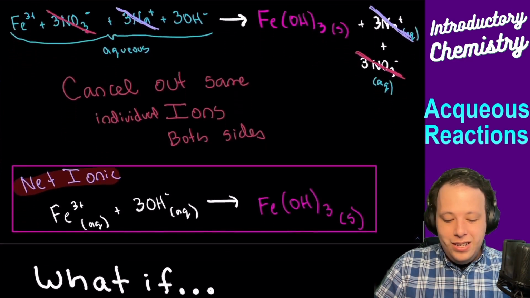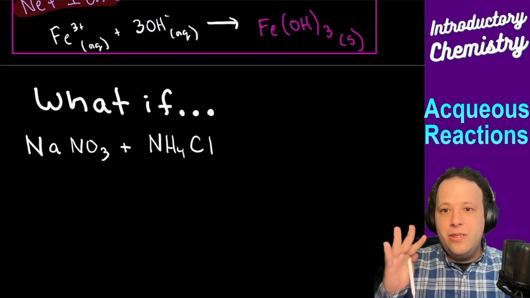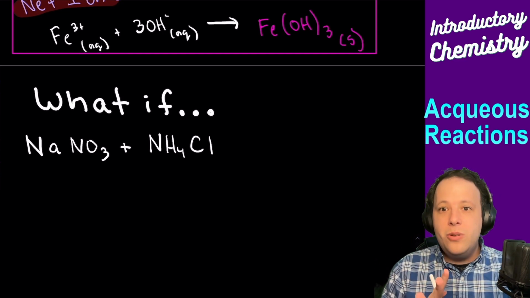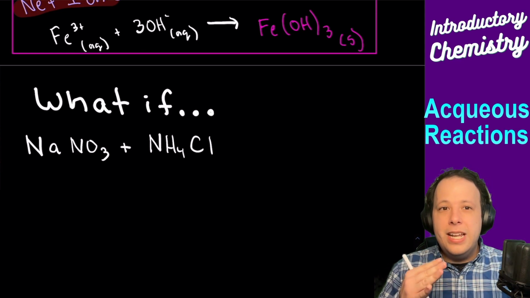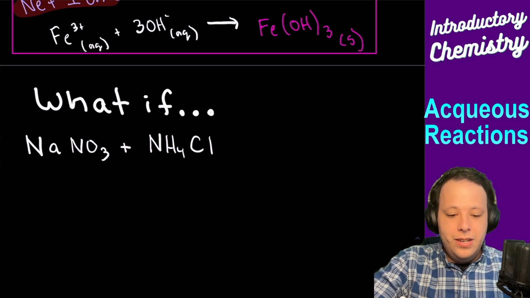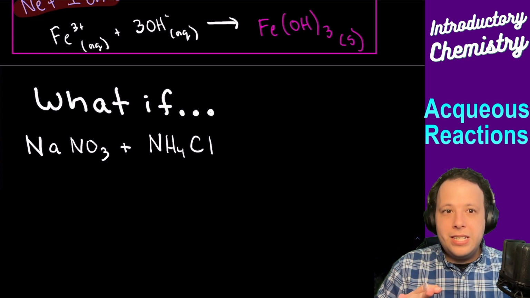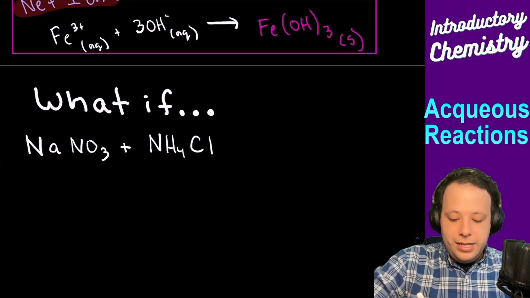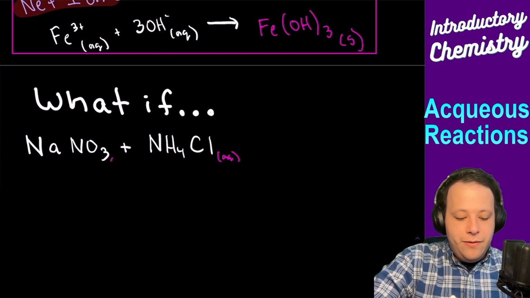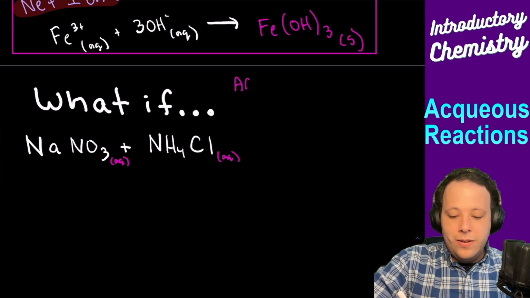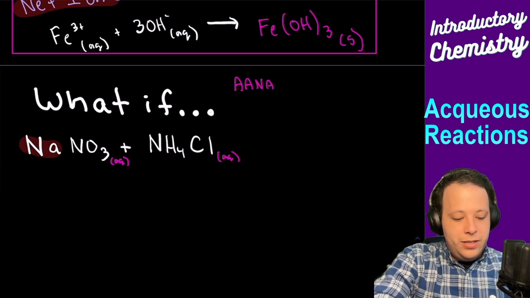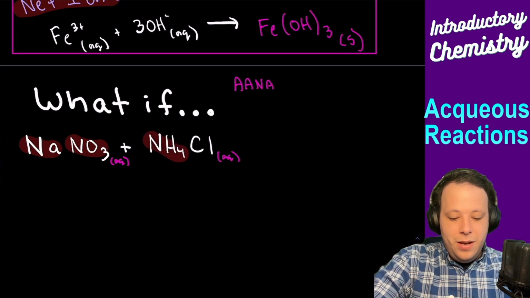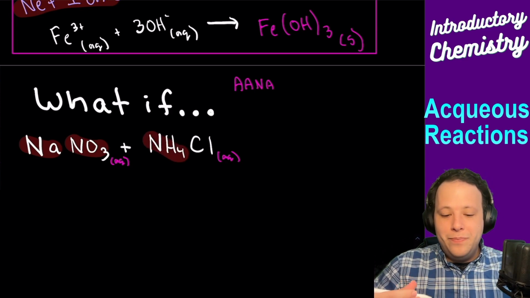ionic reaction is. So just one quick little example, what if you had the following? Here I have sodium nitrate and ammonium chloride reacting together. Notice how everything here is soluble, meaning that these are both aqueous. They follow our ANA rule. ANA is alkali metals, so we have our alkali metals here. So this follows it. Nitrate follows it. Ammonium follows it. They're always soluble.